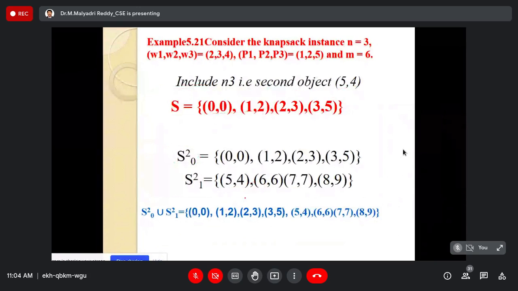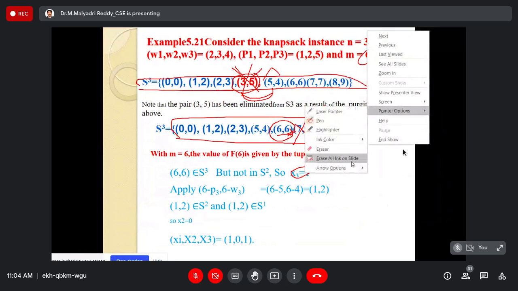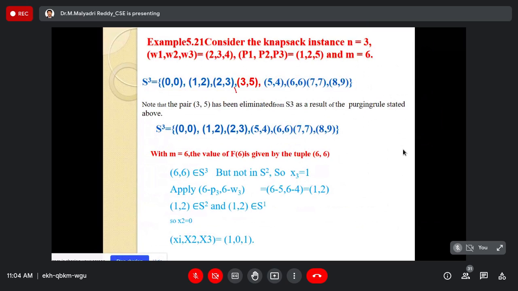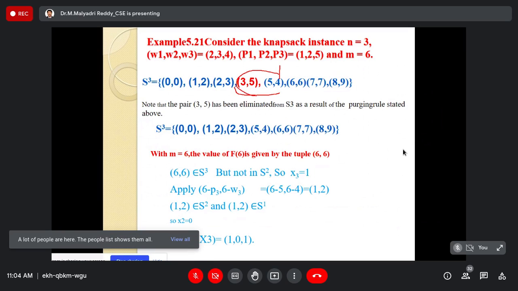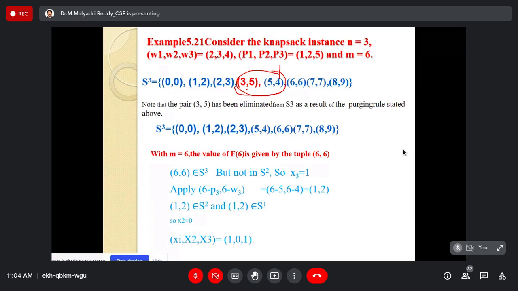From these feasible solutions, I have to remove some by applying the purging rule. Suppose if I sell 4 objects, I get 5 units of benefit. By comparing these two, here if I sell 5 units only, I gain 3 units only. So 3 comma 5 is removed by the purging rule. The remaining are these, so there are 7 feasible solutions.